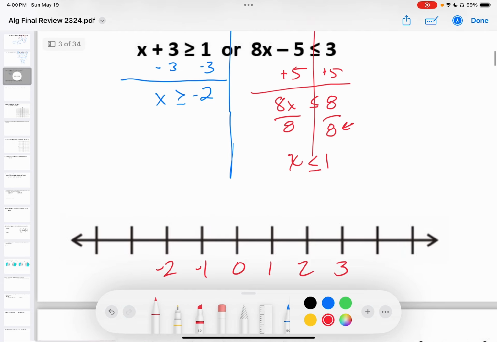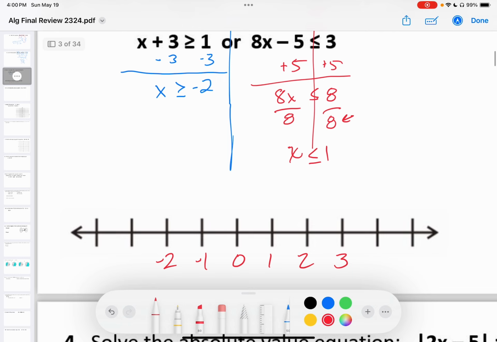All right, I've got x is greater than or equal to negative 2. So that is going to be an arrow going that direction. I've got x is less than or equal to 1. Closed circle. Oops, I should have changed these colors, but less than is going to go that direction.